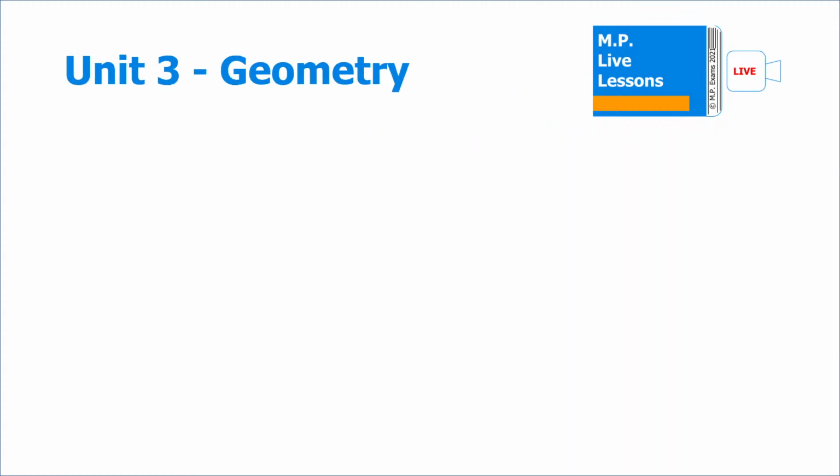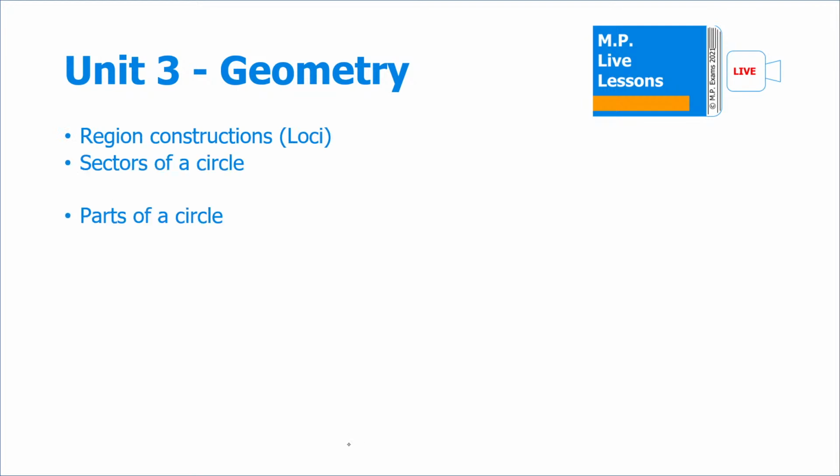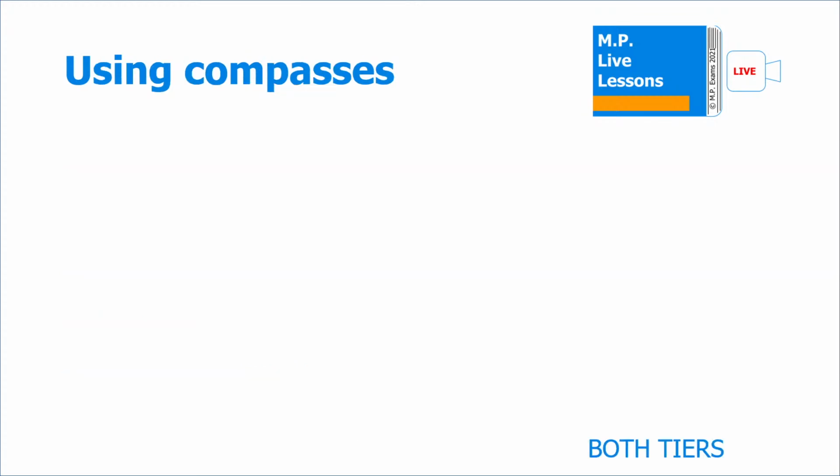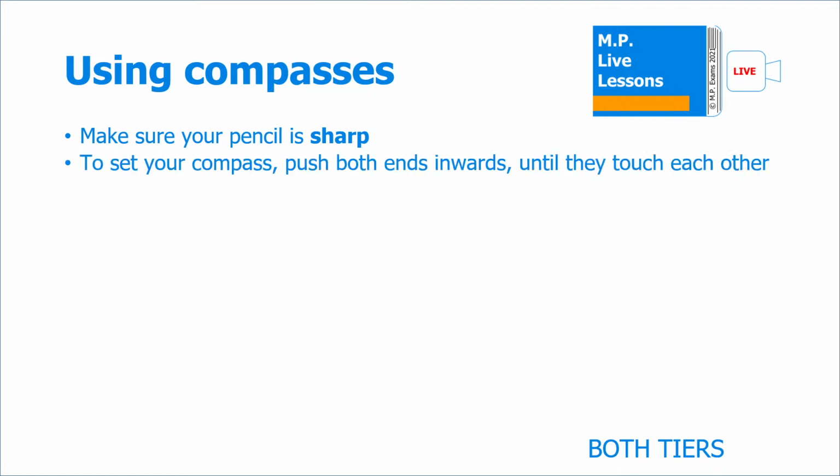Now we're on to Unit 3, Geometry. Now we're going to look at a few bits, and this is the overview. Now, you need to know for both tiers how to use compasses. You first need to make sure your pencil is sharp, and do that before the exam. So sharpen your pencil before the exam. Now to set your compass to a certain distance, we need to first set it at the start. So you need to push both ends inwards, so that's both arms, until they touch each other. And you need to insert your pencil in and secure it until it touches the sharp point of the compass.